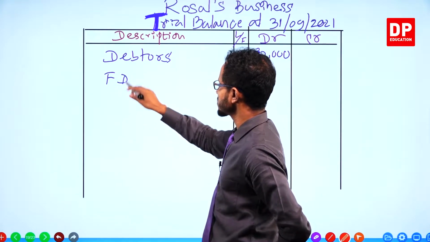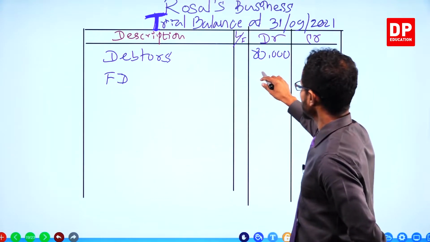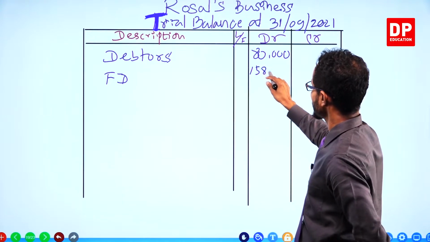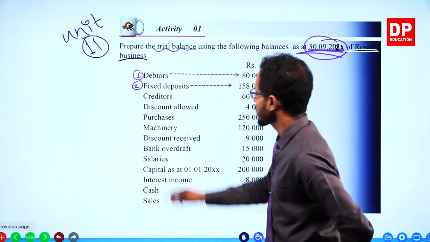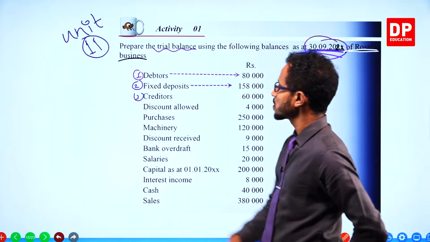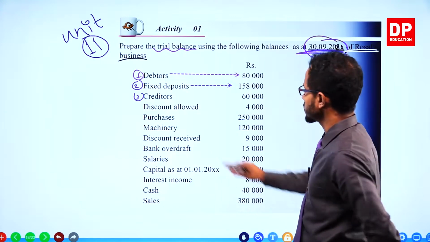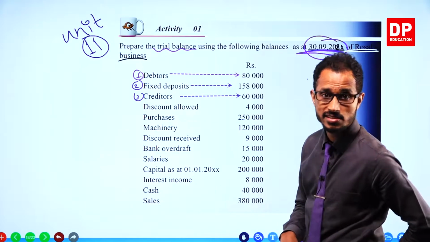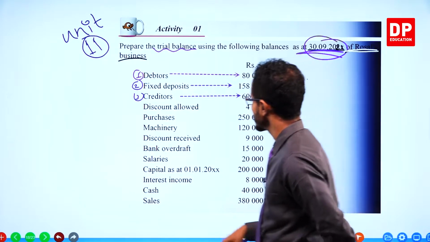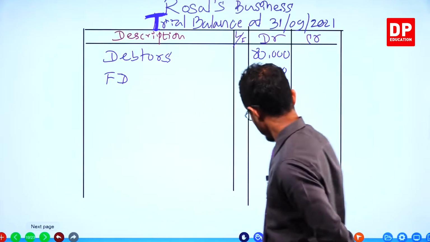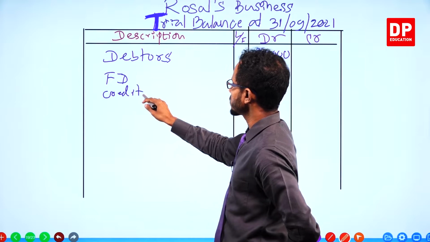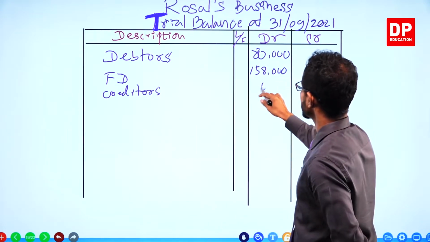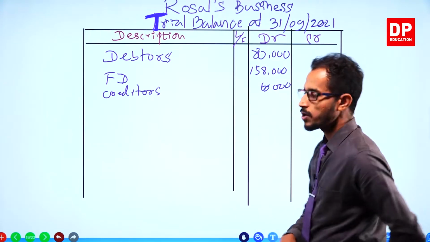Fixed deposit, 158,000. Next one we have creditors. How much of creditors? The balance of creditors account, 60,000. Creditors 60,000. All right. There you go.